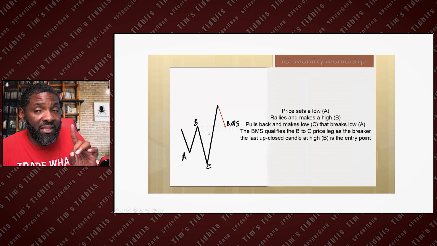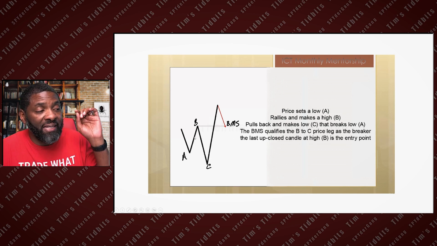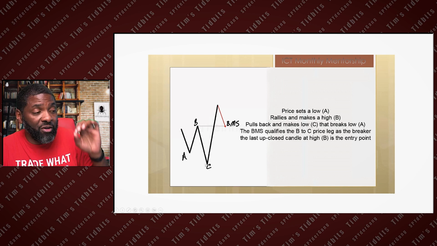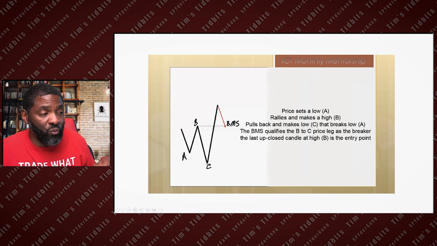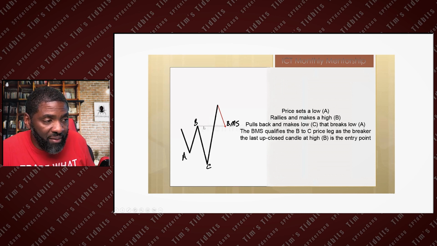But with the breaker, the market sets a low, right? Let's read it out. The market sets a low, rallies back and makes a high at B, pulls back from that high and makes another low at C that breaks this low. So that high breaks that low, right? And then you get that repricing higher, or that violent move, if you will, that redistribution, if you will. And you get a break in market structure.